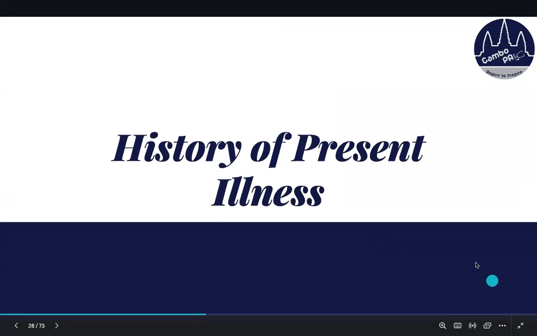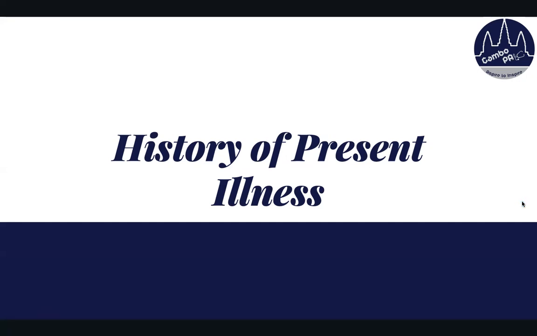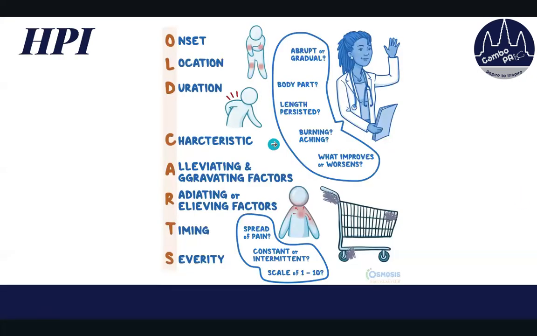All right, so for tonight's lecture, we're going to just go through HPI a little bit more with practicing. Overall, there's 2 ways that you can take an HPI. One is OLD CARTS, as what we've discussed before. So O is the onset of their symptoms, L is the location of their symptoms, their pain level, or their pain locations. Duration, is it chronic or acute? Has it been going on for weeks or months or just started this morning?